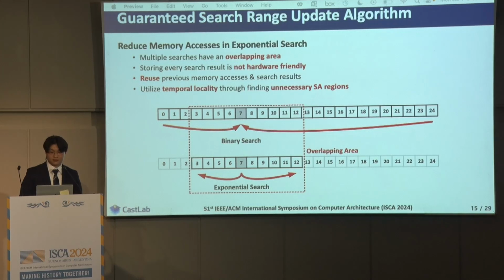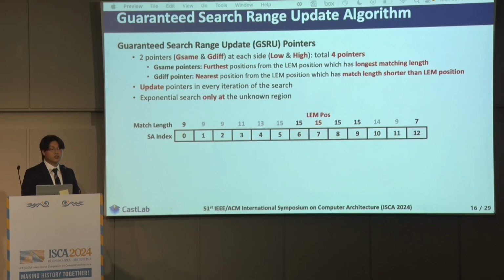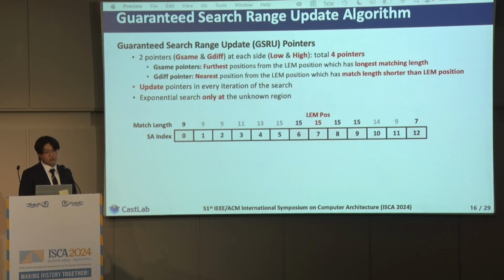In GSLU, there are 4 pointers. The GSAM pointers point to the furthest position from the anchor position, which has the longest match length, and the gdiff pointers point to the nearest position from the anchor position, which has a match length shorter than the longest one. These pointers are updated at every iteration. Below is an example of the GSLU algorithm.